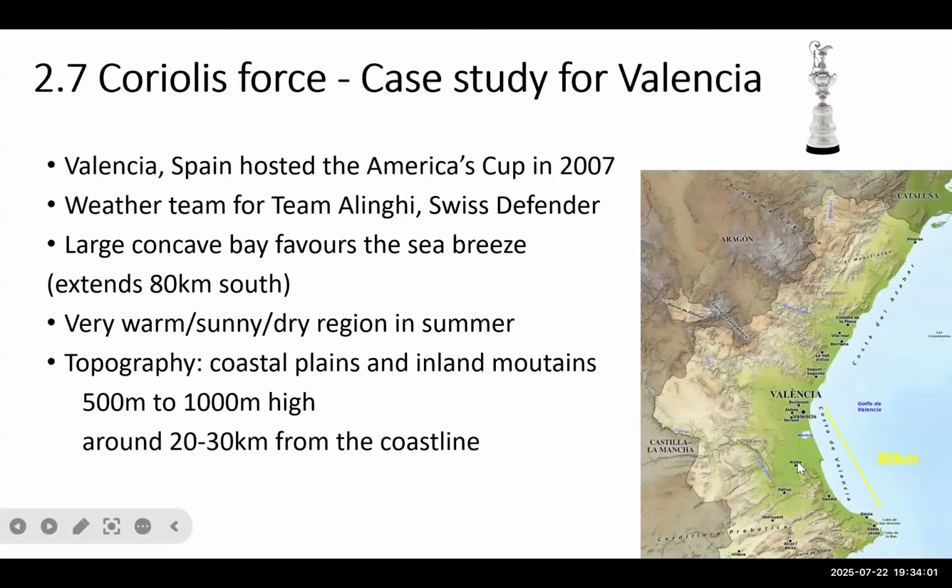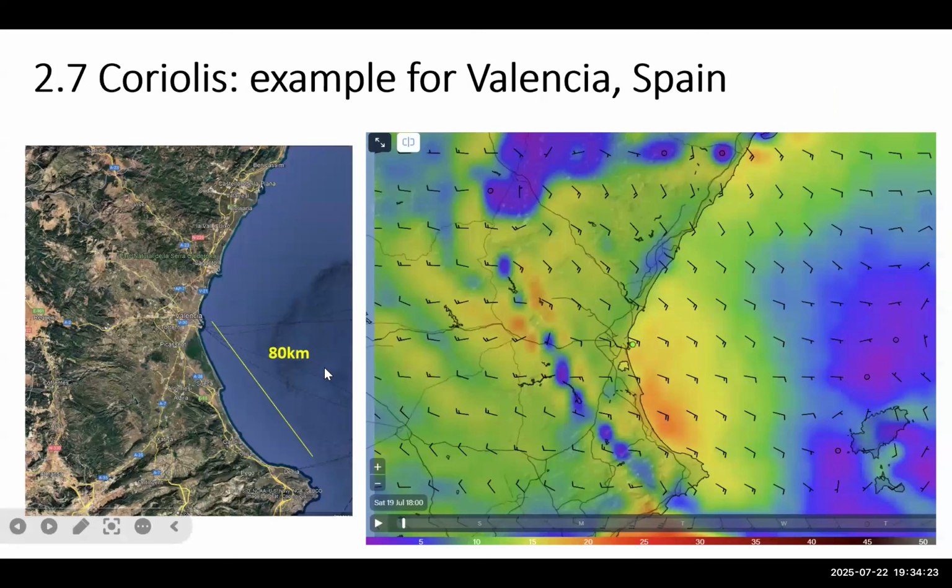Valencia is a very large concave bay that favors a sea breeze. It extends all the way to the south by 80 kilometers, so it's widespread. And it's also very warm, sunny, and dry during the summer, perfect for sea breeze. On top of this, you also have some topography inland.